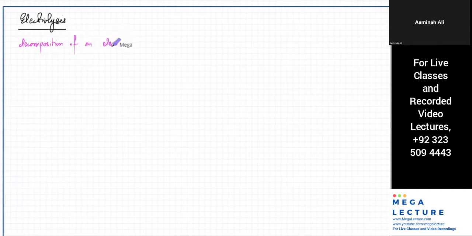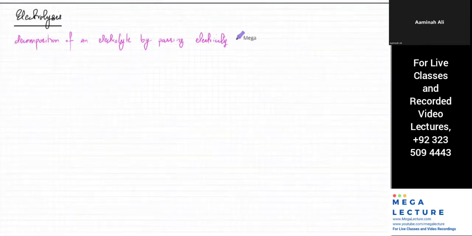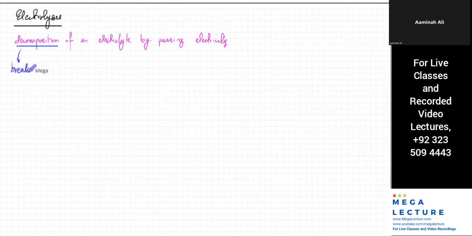Not all substances decompose. So, decomposition of an electrolyte by passing current or by passing electricity. That's what electrolysis is. You pass current. Decomposition is that whatever the substance is, that substance is known as an electrolyte that decomposes or breaks down into smaller compounds or elements.